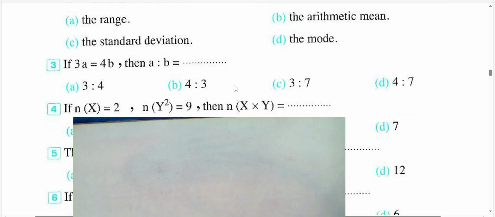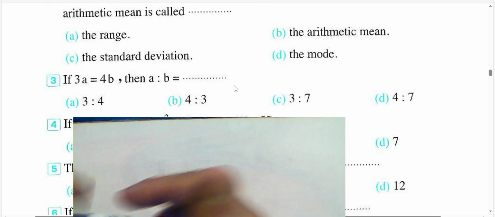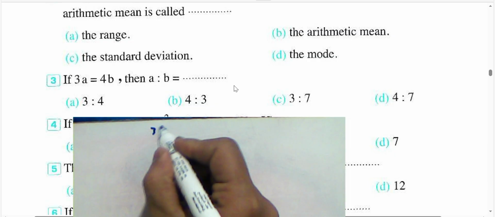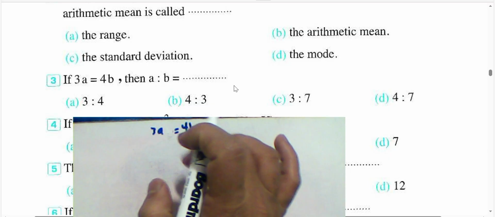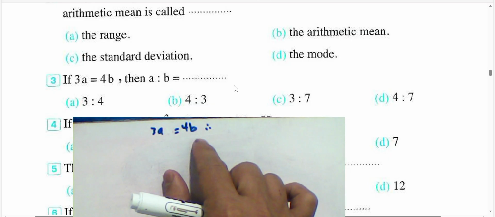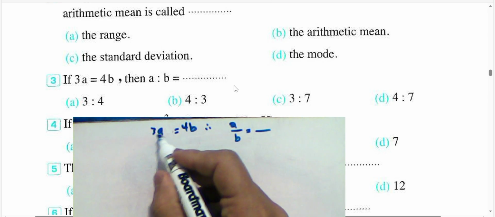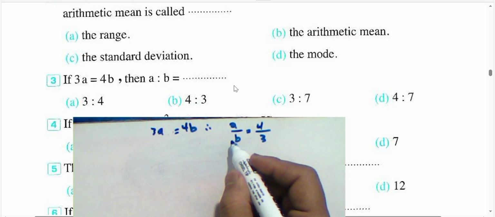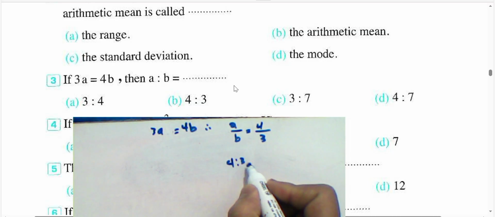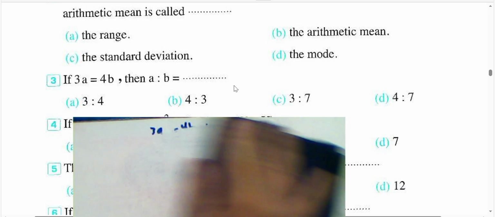Next question, 3a equals 4b. Then the ratio between a to b equals? We have 3a equals 4b, then we can write the ratio. a is multiplied by 3, write 3 here, and b is multiplied by 4. So the ratio between a to b is 4 to 3. The ratio is 4 to 3. Choose letter B here for this question. Number 3, choose letter B. Next example.